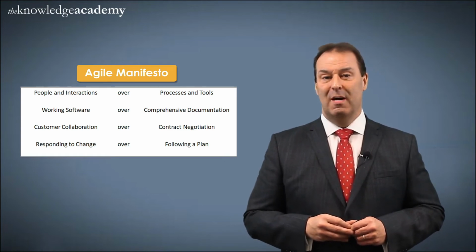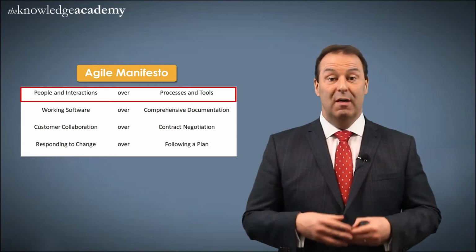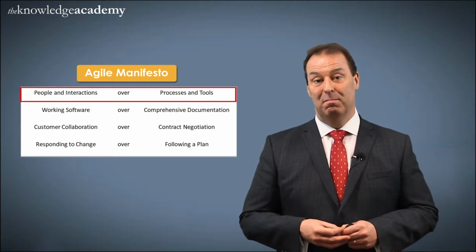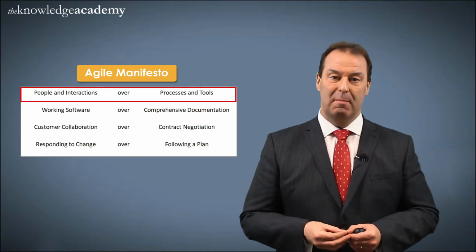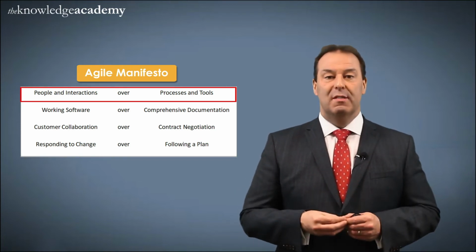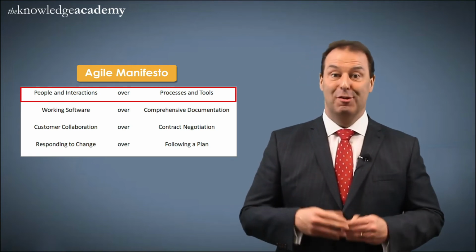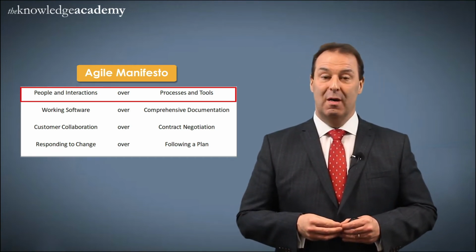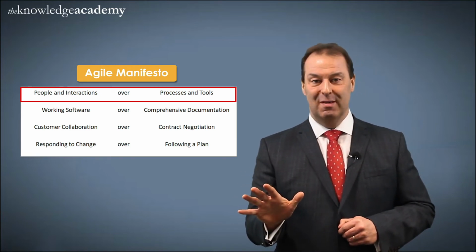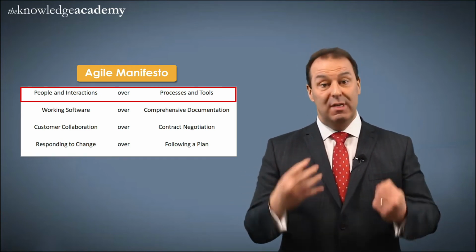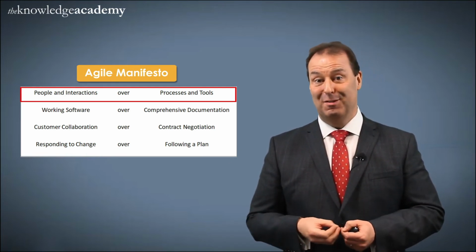For example, the first core value is people and interactions over processes and tools. And I'll show you these, I'll highlight these for you, and I'll explain what they are. But before we go into this, it is important that when I talk about people and interactions over processes and tools, what I'm not saying is you can just forget the processes and the tools. What I am saying is you need to consider both people and interactions over processes and tools.